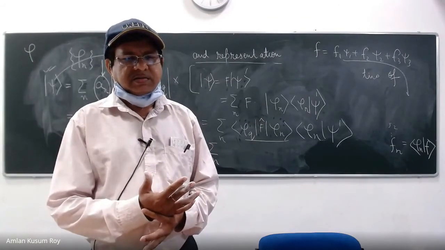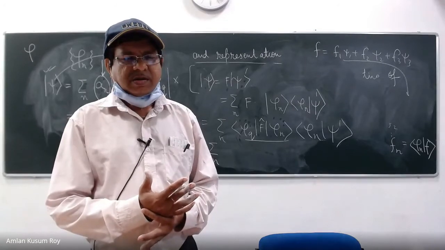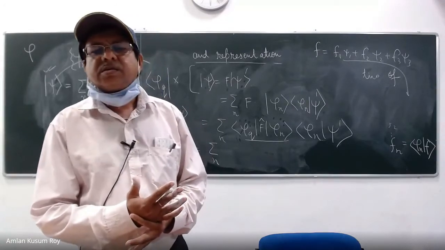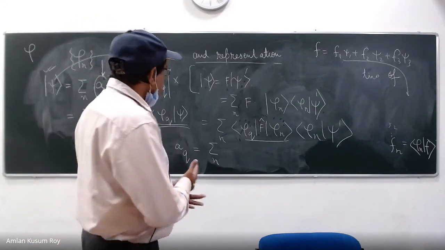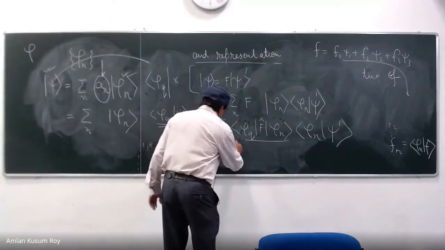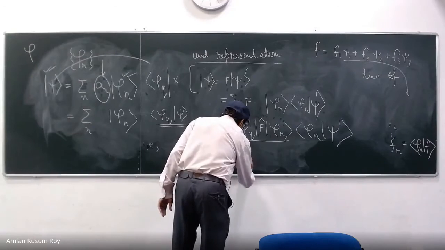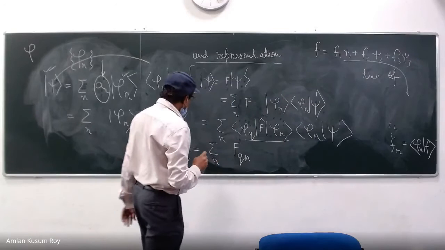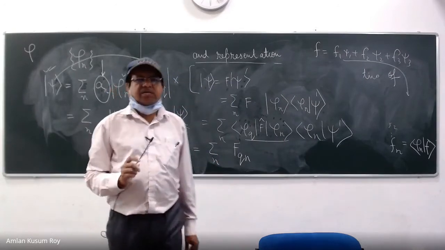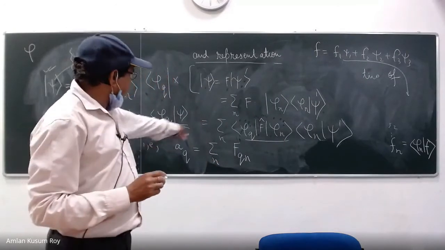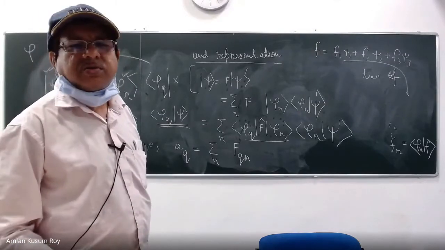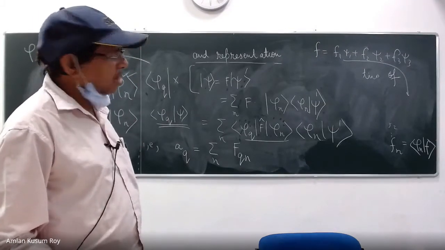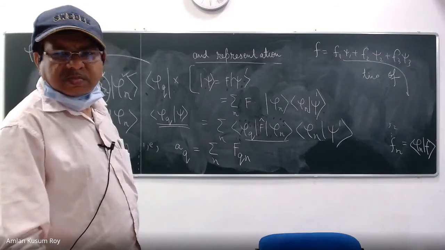Isn't it? So what should I write? I should write F QN. And what is this to be called? Just like on the left hand side I wrote something, what should I write for psi n psi prime? A n star, like A n dash.